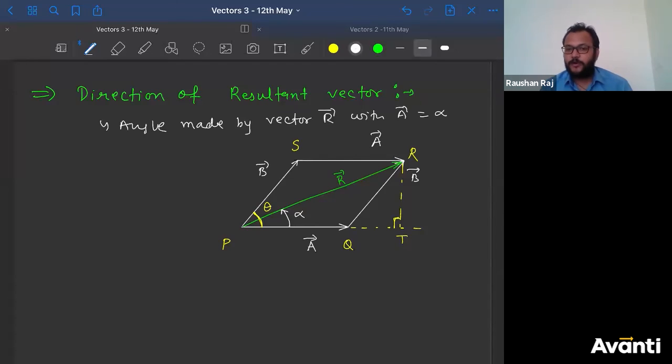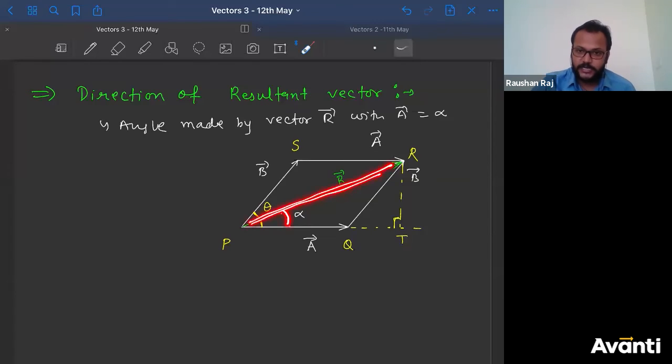So if I know the value alpha, the resultant magnitude is known to us. Now if I know the angle made by the vector with A, now I can fix the direction. So this is the direction, right? So if I know this angle alpha, I get the answer. So what is angle alpha? How can I find the angle alpha?